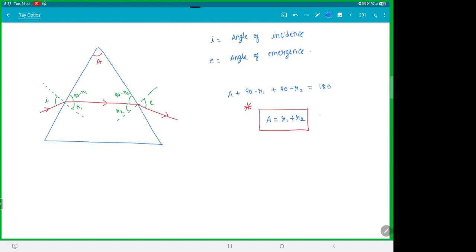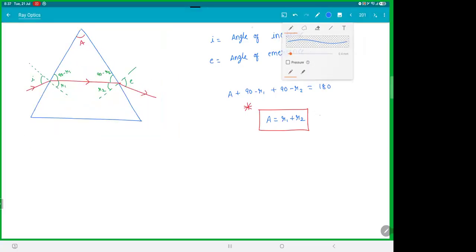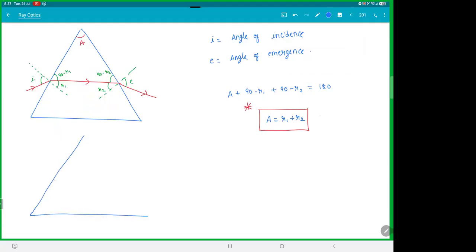And now if you extend this, after the class gets over today or tomorrow, just take a rough paper and derive it on your own. It will help you remember the results.